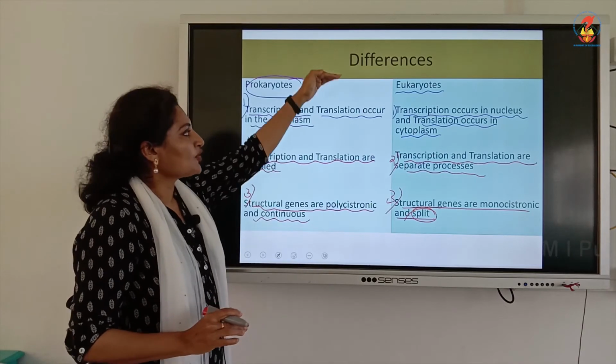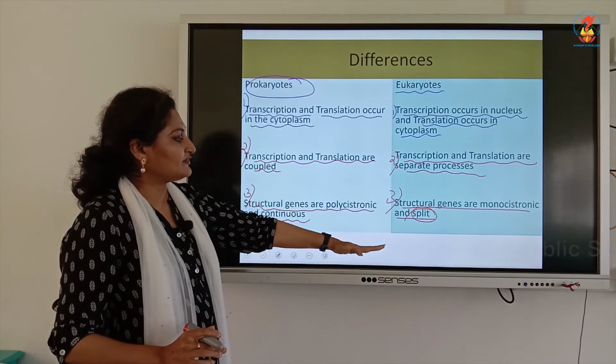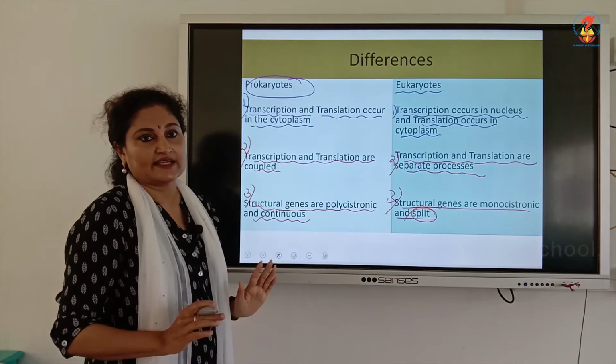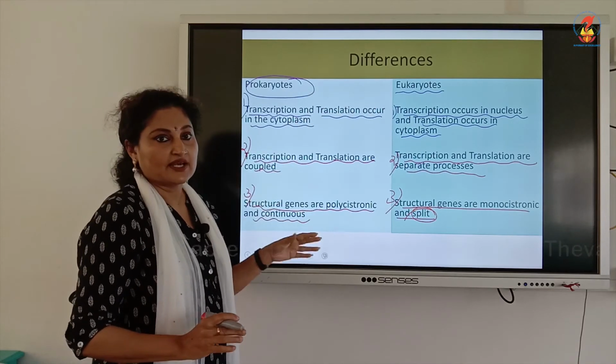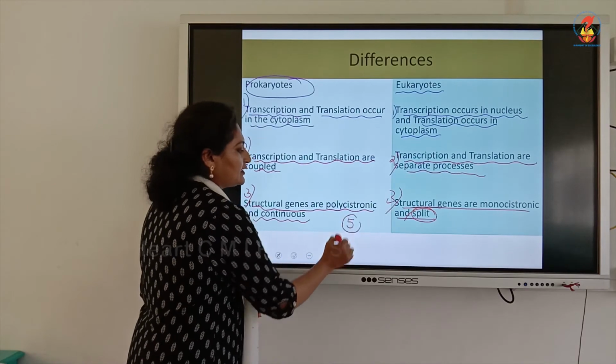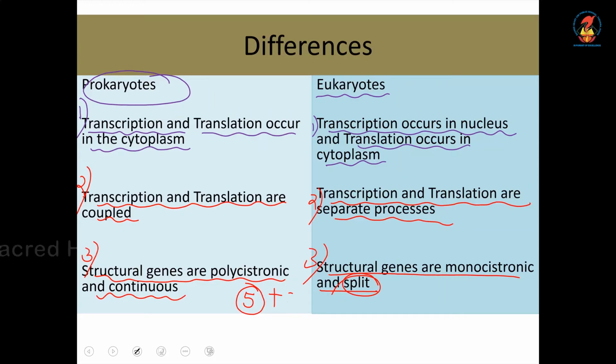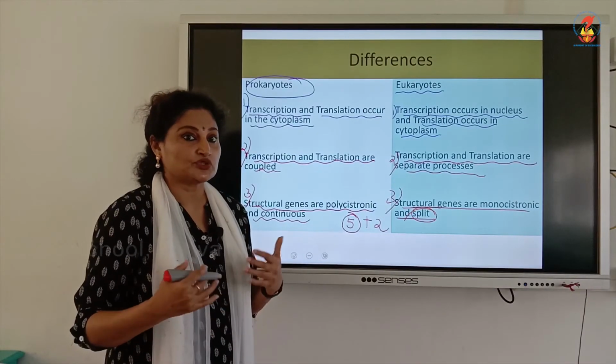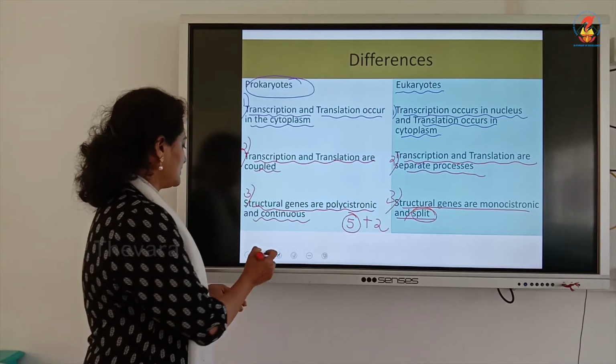Clear? So with this we have dealt with the three differences I have highlighted and put in this template. We will be adding two more differences to this, making a total of 5 differences, when I deal with transcription and translation in detail, showing you visuals. Clear?